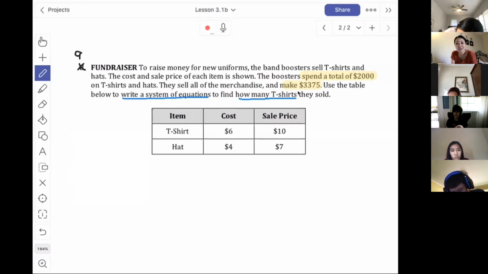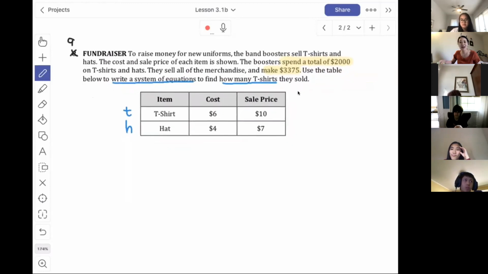So Arwen, since you read, I'll let you choose the variables. What variable do you want to pick for T-shirts? T and H, I guess. Ooh, good choices. I like that you didn't pick X and Y, because T and H is better: you can tell T is for T-shirt and H is for hat. All right, let's write some equations.